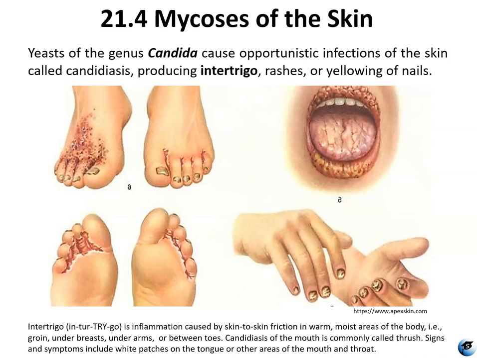Candida yeasts are opportunistic infections. They can cause rashes, yellowing of nails, inflammation. This can come just from skin-to-skin friction in a warm, moist area of the body. For example, the groin or under the breast, under your arms, between your toes. Candidiasis of the mouth is called thrush. In thrush, you usually see white patches on your tongue or in your throat.